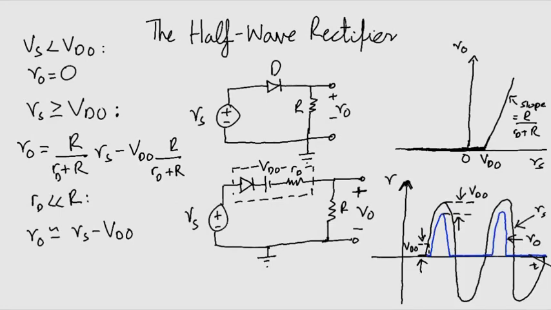Notice that there is a gap here between V0 and Vs. This is the time when the diode is not conducting because Vs is not greater than Vd0.